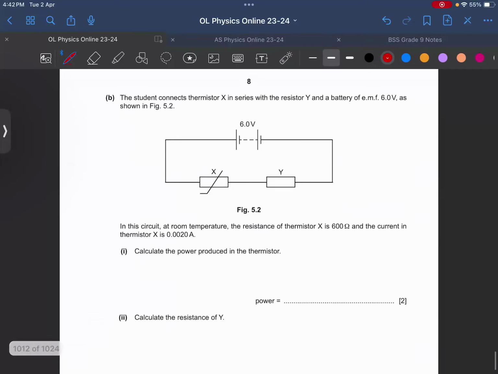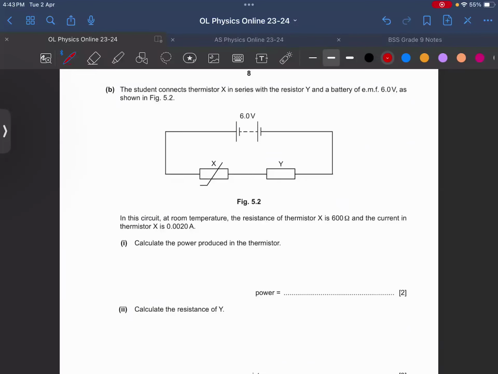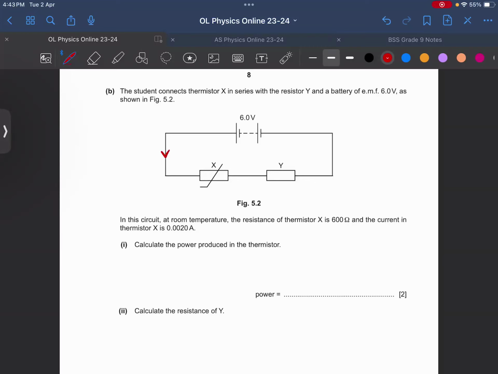Student connects thermistor X in series with the resistor Y and an EMF of 6 volts is shown. In this circuit at room temperature, the resistance of thermistor X is 600 ohms. Current in the thermistor is 0.002 amperes. Now you know this is a series circuit, so whatever current it has given you will apply to all components. Okay? It gave you resistance of thermistor X is 600 ohms. Calculate the power produced in the thermistor.